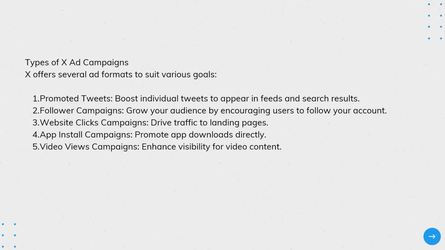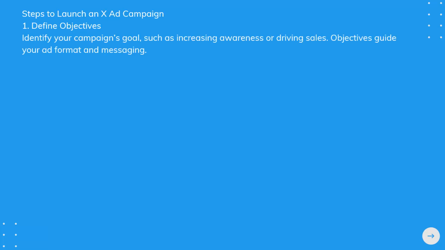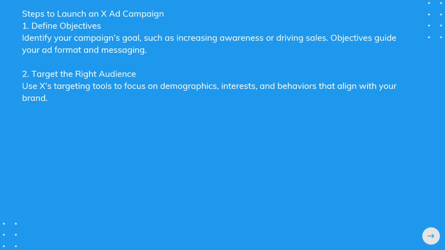Steps to launch an X ad campaign. 1. Define objectives. Identify your campaign's goal, such as increasing awareness or driving sales. Objectives guide your ad format and messaging. 2. Target the right audience. Use X's targeting tools to focus on demographics, interests, and behaviors that align with your brand.